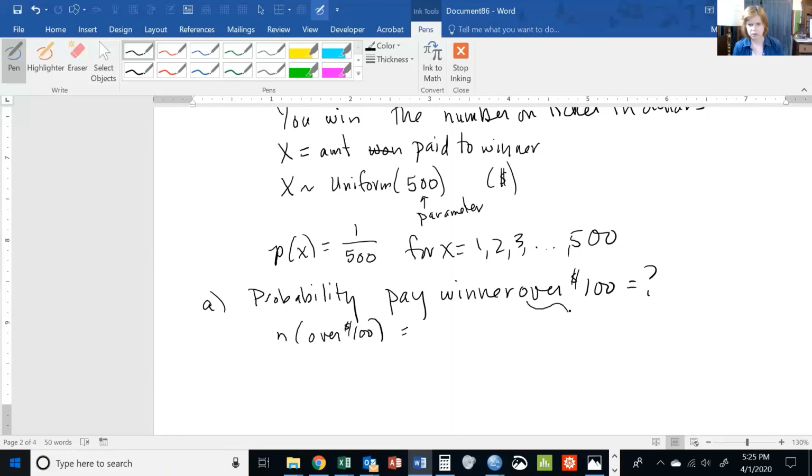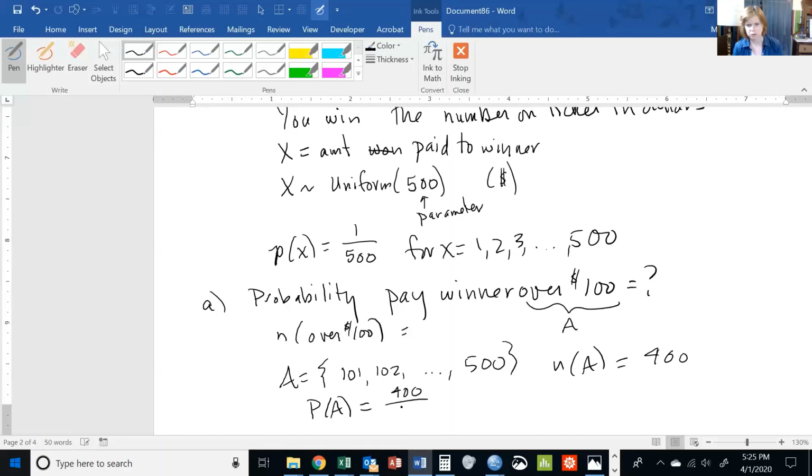If I call this event A, then A equals the first value over 100, which would be 101, and then 102, all the way up to 500. And so how many are there? It's everything except the first 100, so this is equal to 400. So the probability of paying the winner over $100, which is my probability of A, is going to be 400 over 500. This is 4/5.